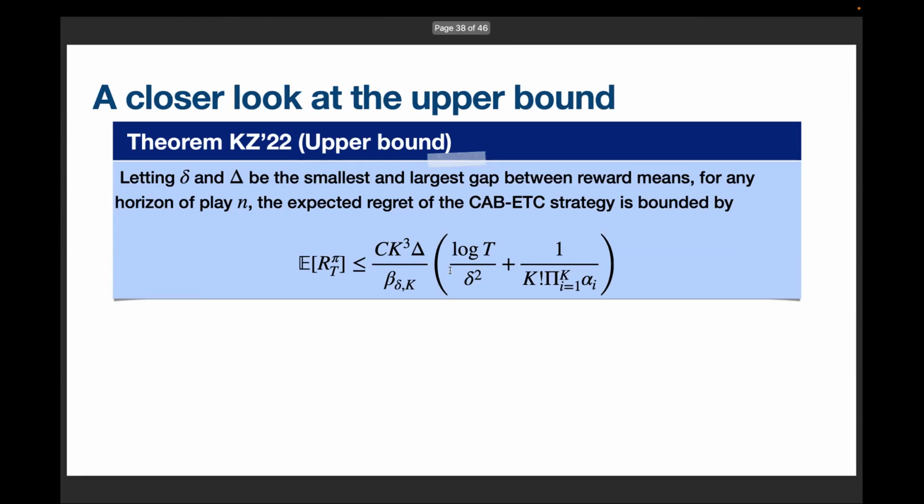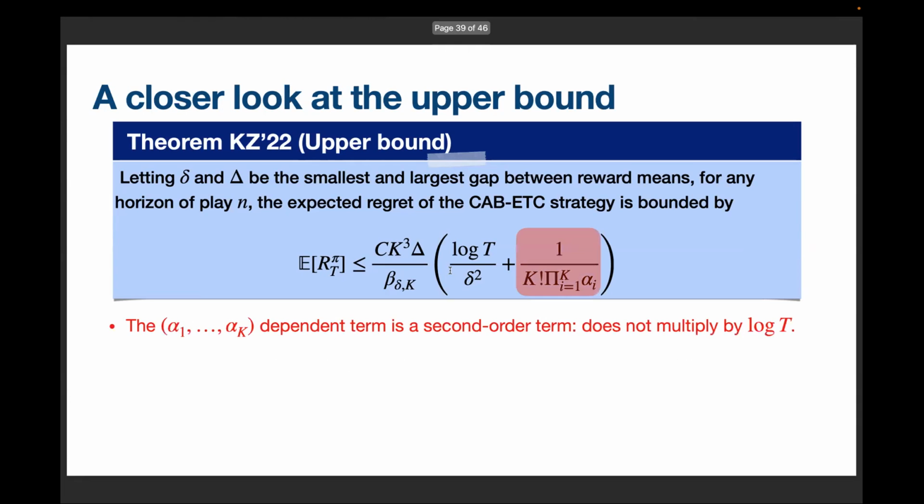All right, so now let's have a closer look at this upper bound. One thing that Anand also highlighted in his talk is that the main difference between this variation of the multi-armed bandit setting and the classical one is the fact that we have these alpha i's. We don't know the type of arms, and they're drawn from some underlying distribution. But what we see when looking at this regret is that the alpha dependent term is a constant. It's a second order term. It does not multiply by log t.